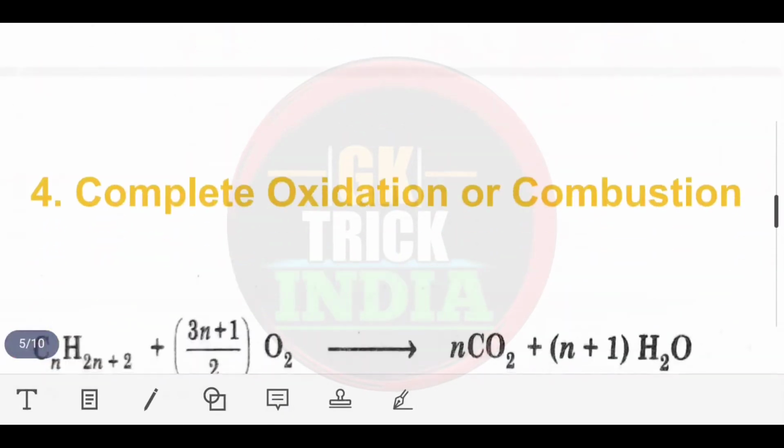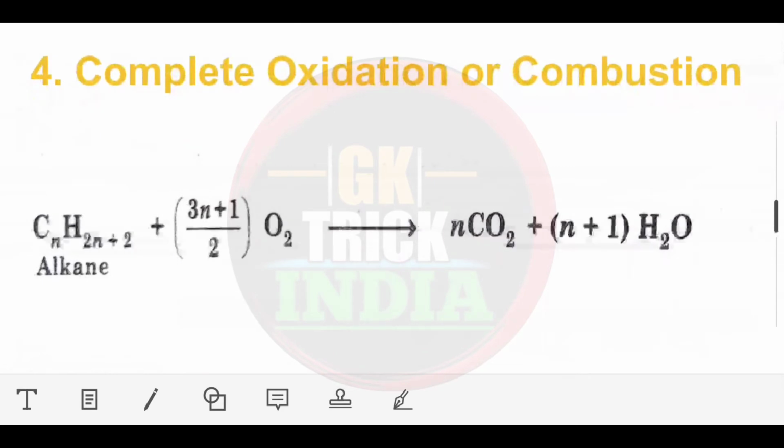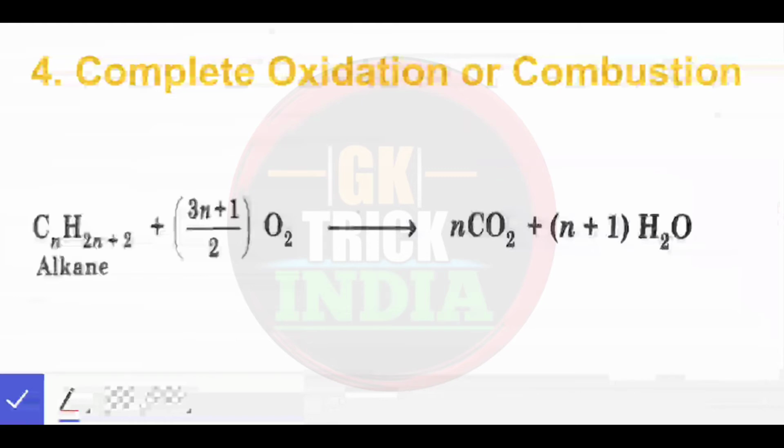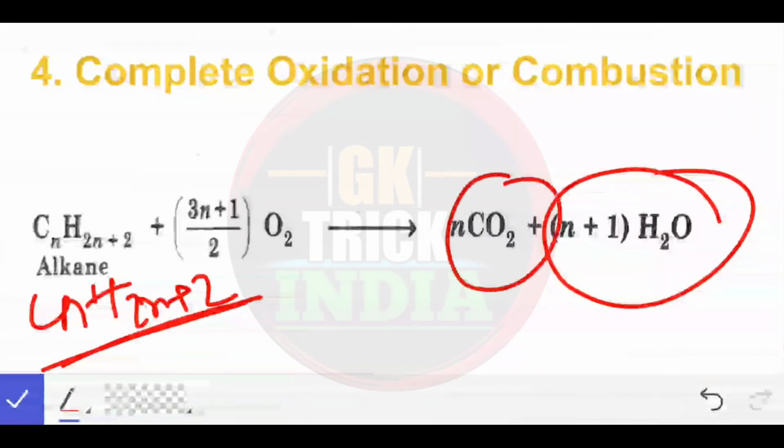Going on next, we have a complete oxidation or combustion reaction. You must be knowing that alkenes are generally represented by the formula CnH2n+2. These react with (3n+1)/2 molecules of O2 to produce n molecules of CO2 and (n+1) molecules of H2O. The coefficients that come here come due to the balancing of the reaction.